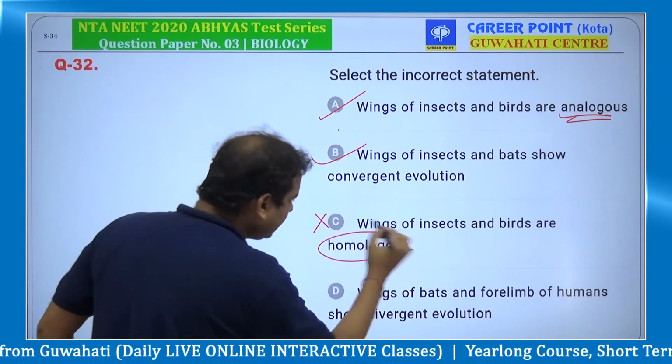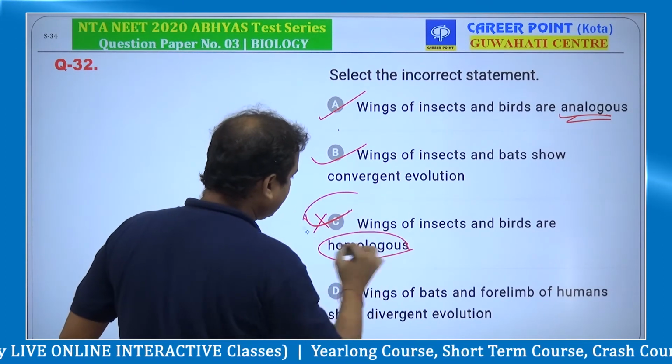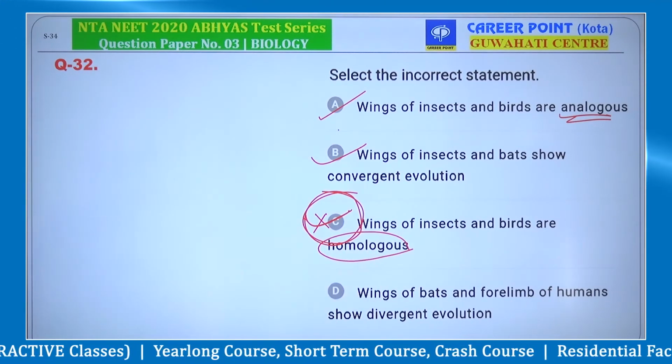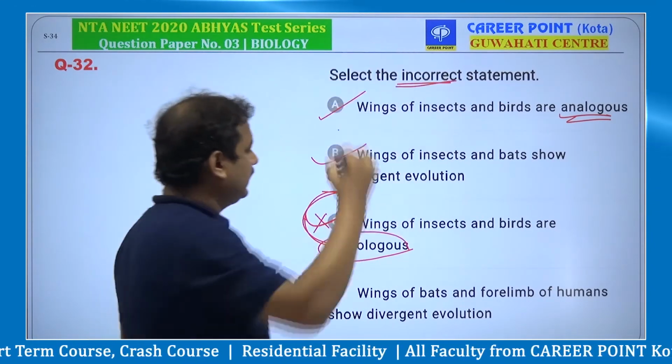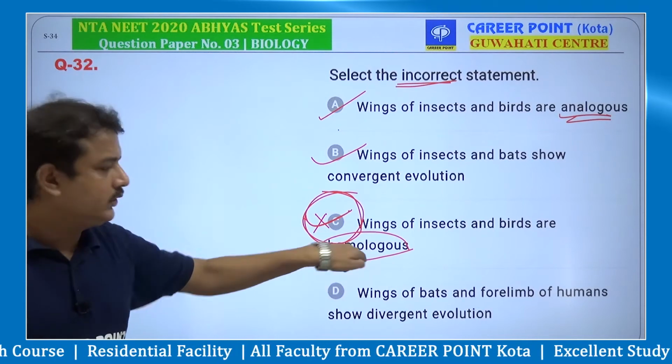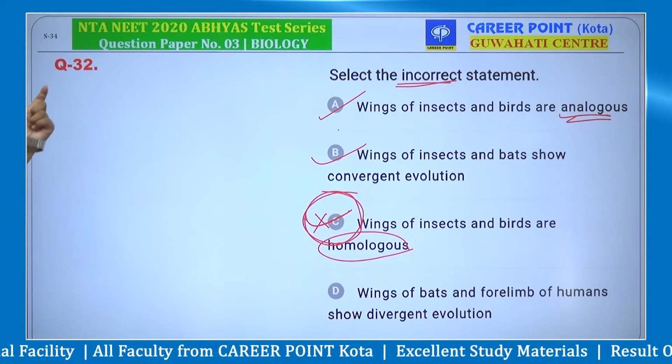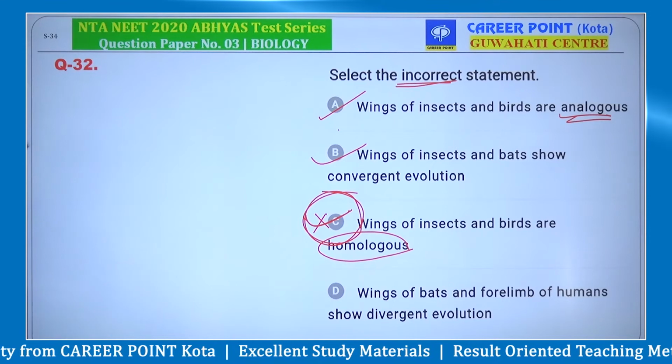That means as it is incorrect, so this is the correct answer. So answer is C. Wings of insects and birds are homologous, because that statement is incorrect. It should be analogous. So it is an incorrect statement. So question number 32 answer is C.